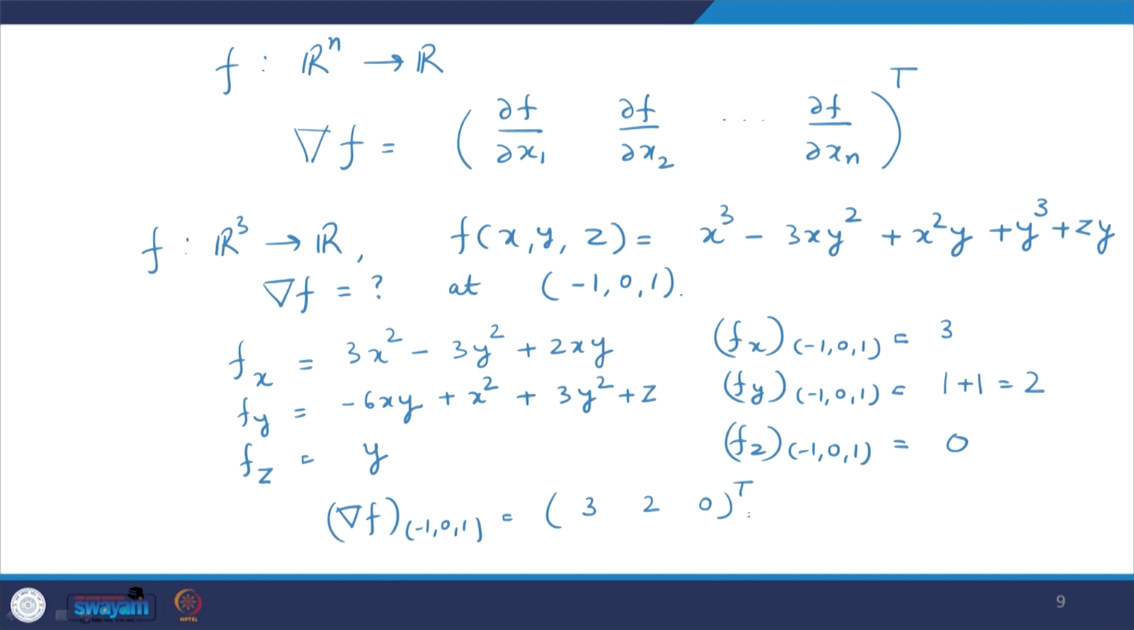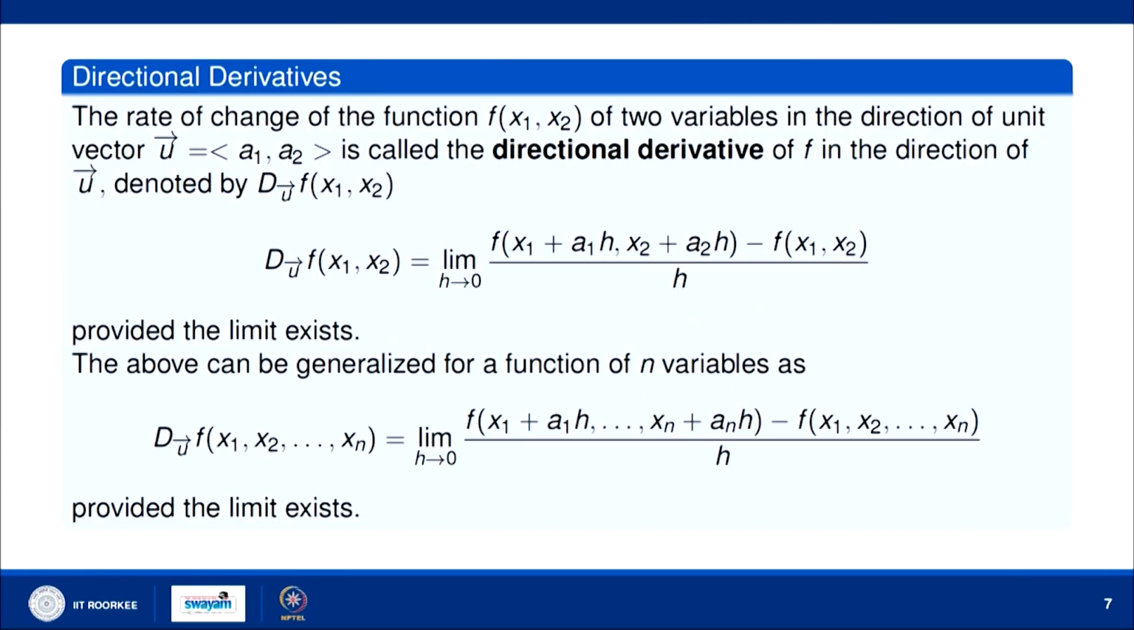So in this way we can find the gradient of f, but this small term, gradient of f, plays an important role in various aspects. So let us understand this one by one. Now first come to directional derivative, then we will see more geometrical interpretation of gradient of f.